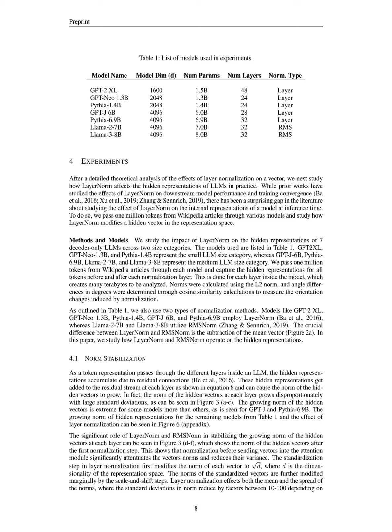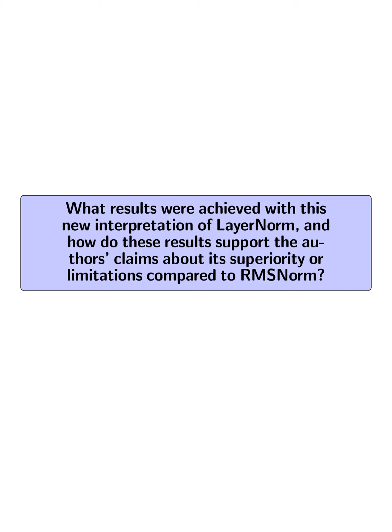The results demonstrated how both normalization methods stabilized the growing norms of hidden vectors, with LayerNorm significantly reducing the variance of these norms across different models. What results were achieved with this new interpretation of LayerNorm, and how do these results support the author's claims about its superiority or limitations compared to RMSNorm?